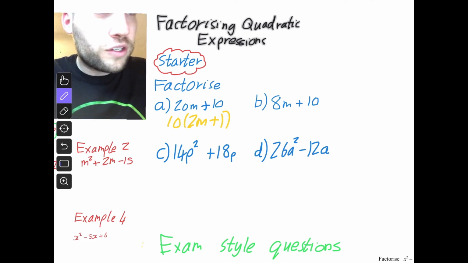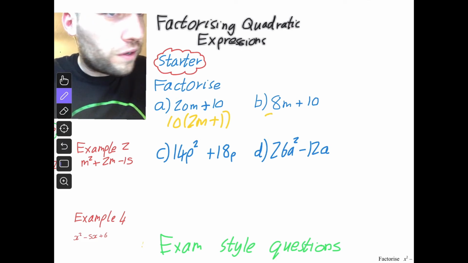Right, second one, the biggest number that goes into 8 and 10 is 2. I'll say 4 then, but it is 2. And that is 4m plus 5.